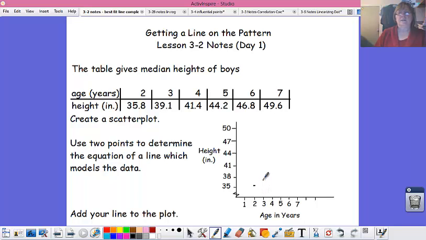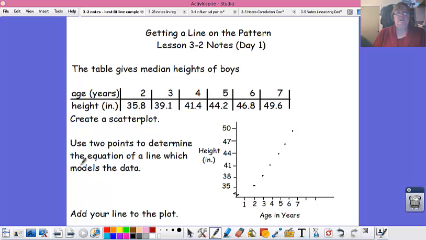3 years old, 39.1, so maybe perhaps up in there. 4, 41.4. 5, 44.2 approximately. 6, 46.8, almost up to the 47. 7 years old, 49.6. Oh, little growth spurt there, it looks like, and that data is fairly linear.